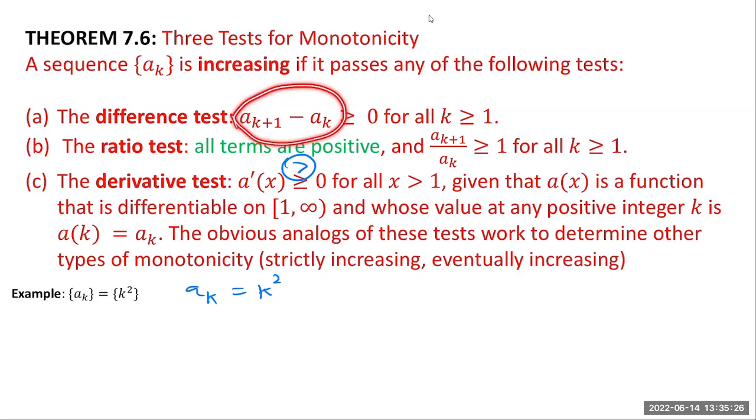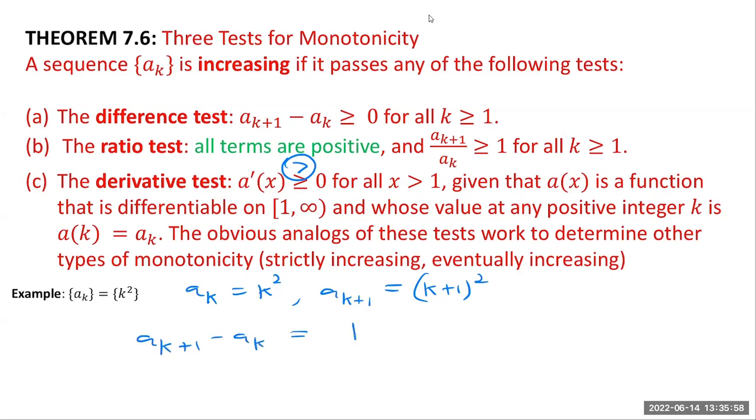I need to compute this difference, a_(k+1) minus a_k. For that, I'm going to need a_(k+1), right? How do you find a_(k+1)? If you know a_k, you simply replace your k by k plus 1. You plug in k plus 1 here, and you get a_(k+1) is equal to (k+1) squared. Now I'm ready to compute the difference: a_(k+1) minus a_k, which is (k+1) squared minus k squared. If you simplify this, you get 2k plus 1.